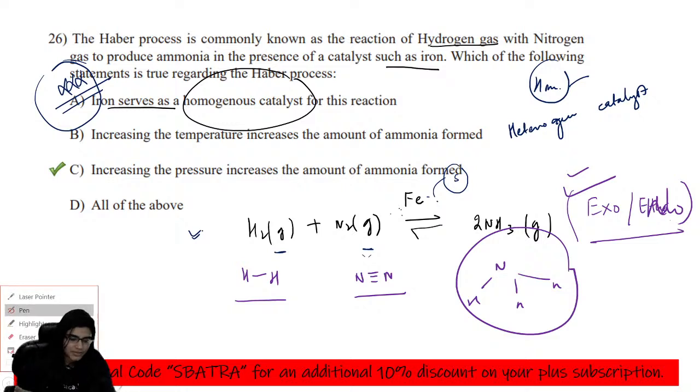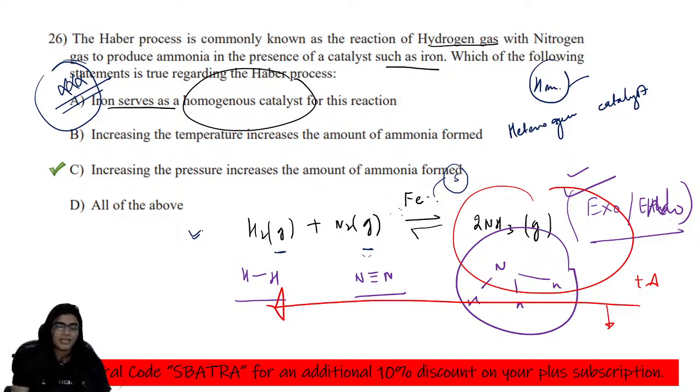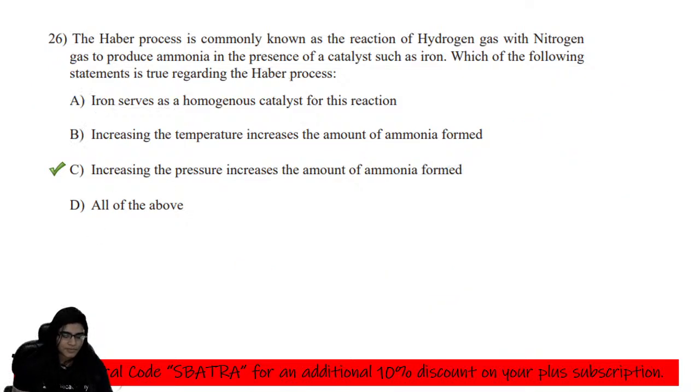If this is an exothermic reaction, exothermic means you have heat on the product side. If I increase temperature, the reaction will shift in the backward direction, and this means you are decreasing the concentration of ammonia produced. You are not forming more ammonia, you are even decreasing its concentration. So does increasing the temperature increase the amount of ammonia formed? No, it would decrease the amount of ammonia formed. So option B is an absolutely incorrect statement.